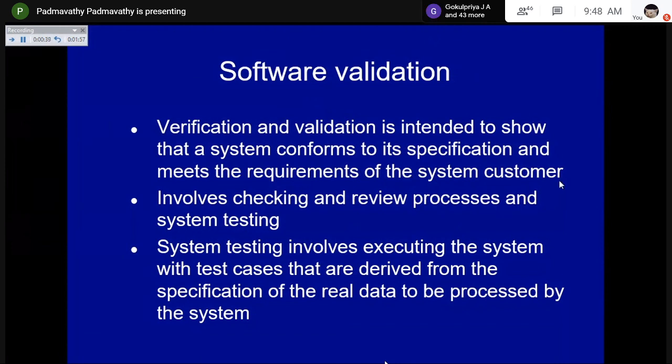So for this purpose, software validation is done. It is a process which involves checking and reviewing all the processes and system testing. So it is nothing but checking all the functionalities. It is like a review process. And the system testing also involves executing the system with something known as test cases, which are derived from real data specification to be processed by the system.